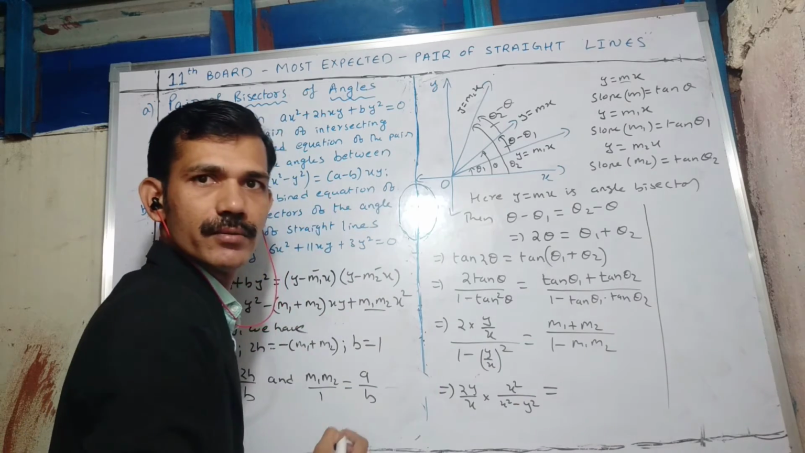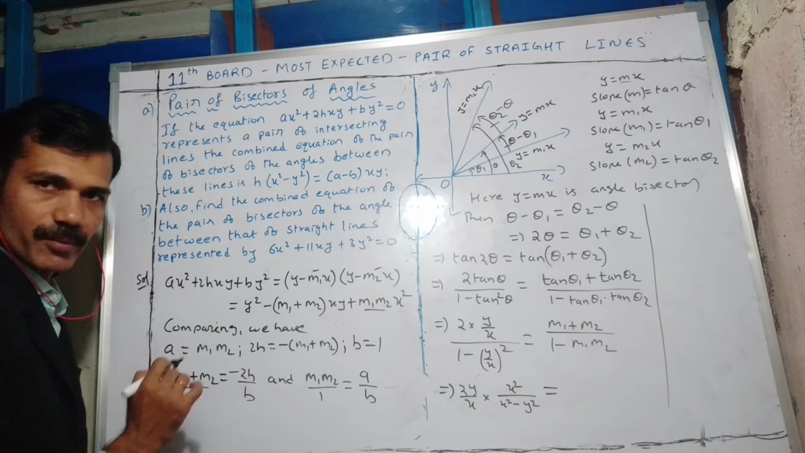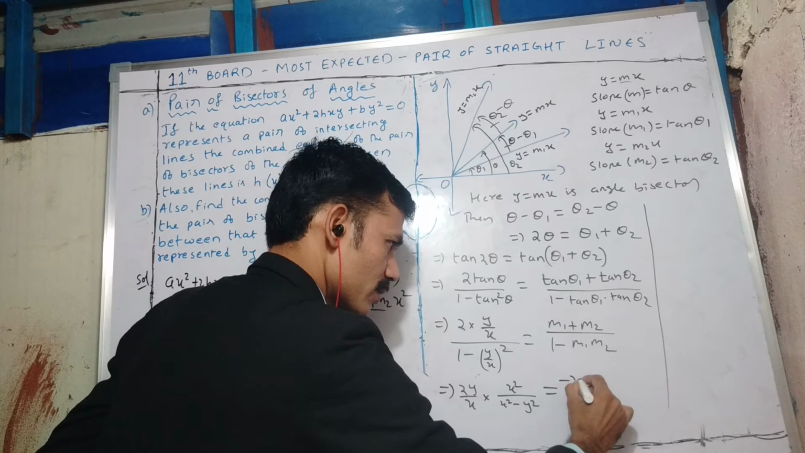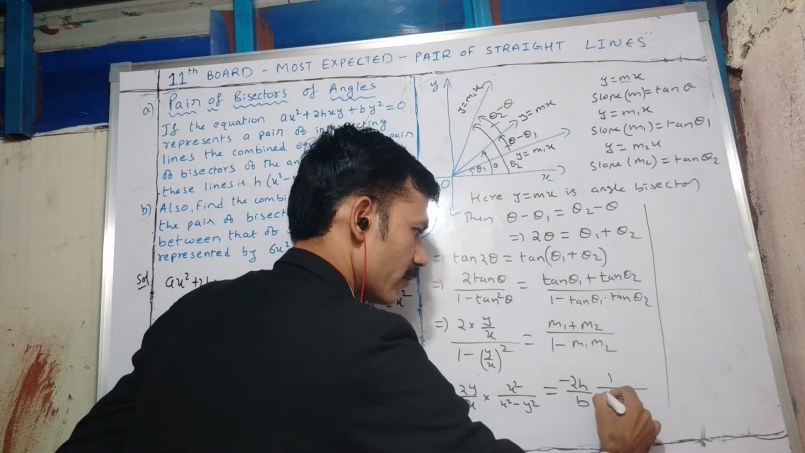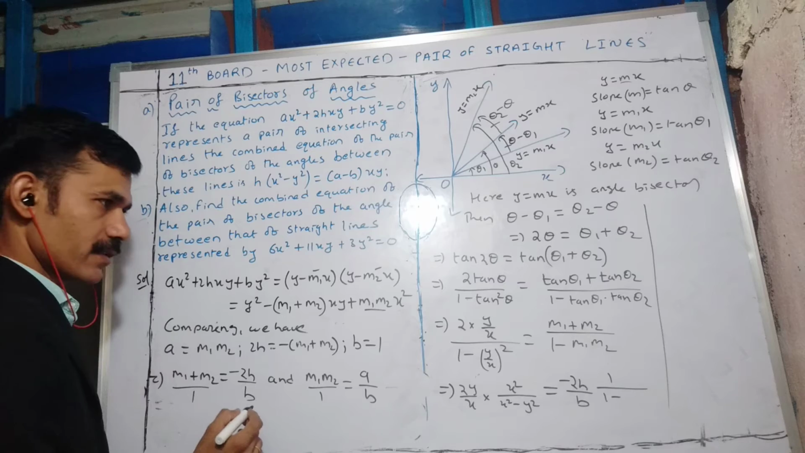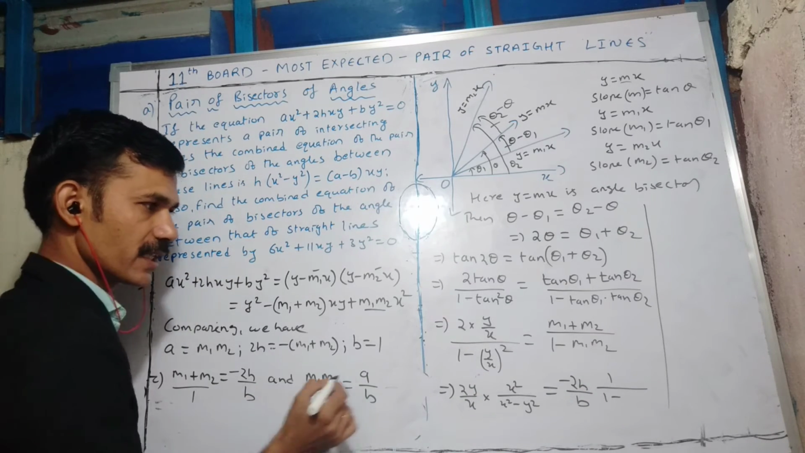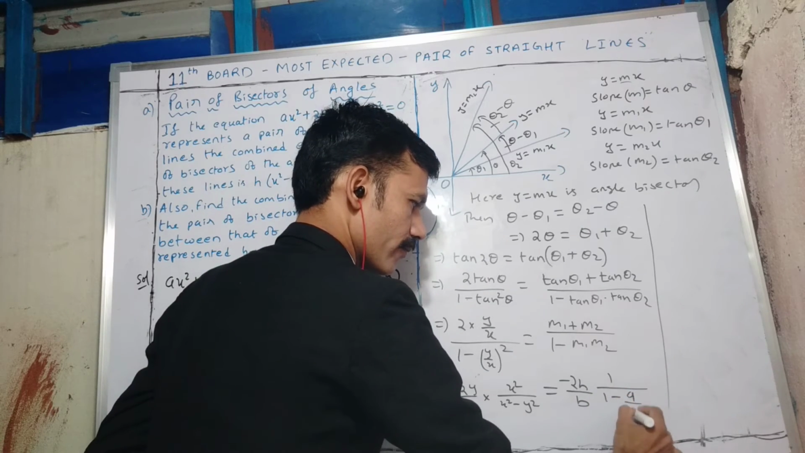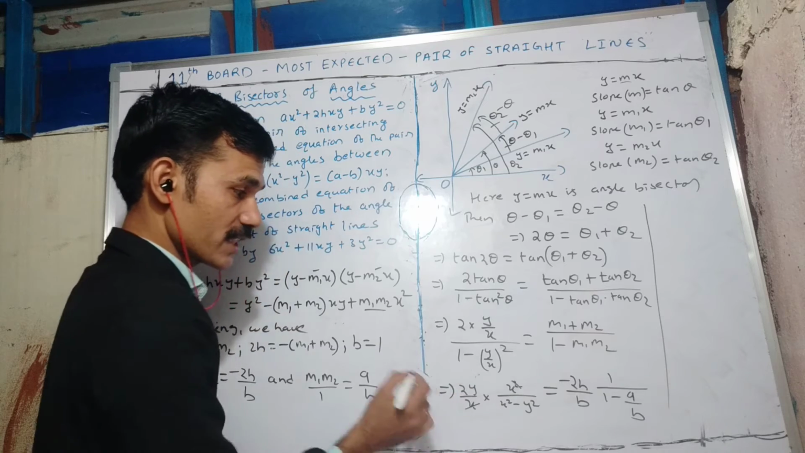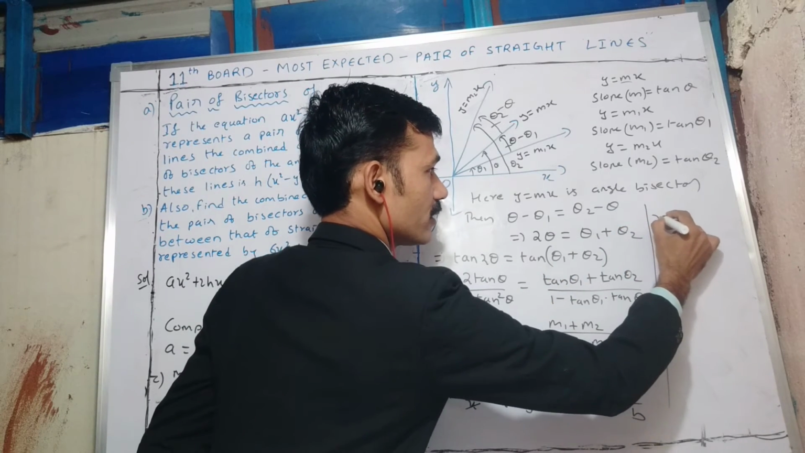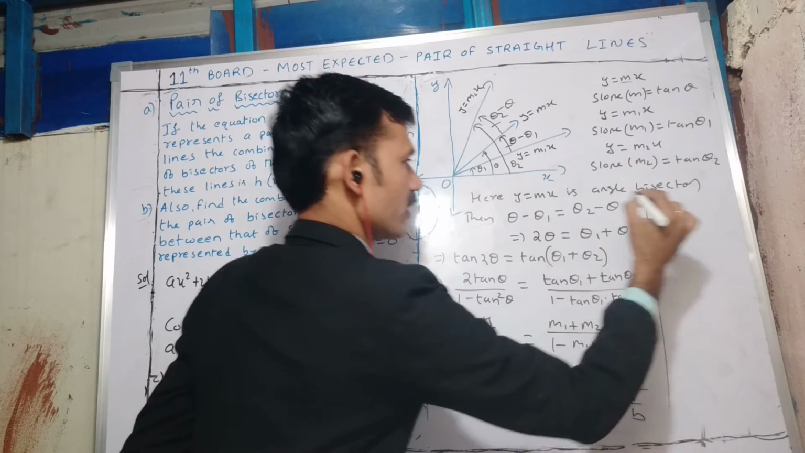This is equal to, see, m1 plus m2 I can write as minus 2h upon b. 1 minus, okay, that value I wrote. Next, m1 times m2 I can write as a upon b. Here 1 x can be cancelled. Numerator 2xy is there. So 2xy whole divided by x square minus y square we are having.